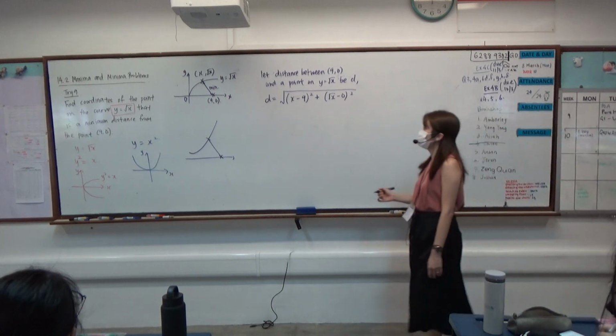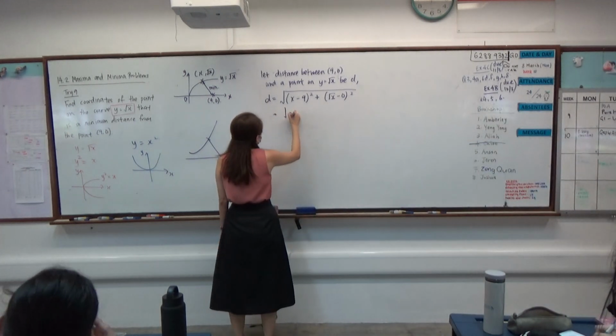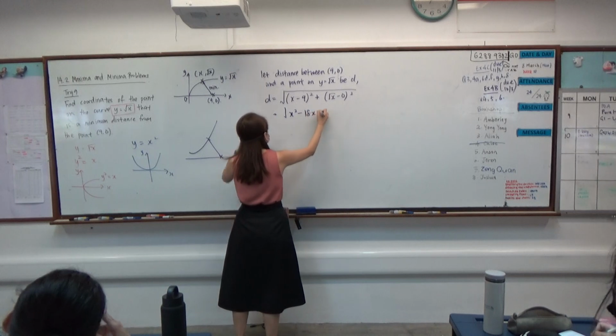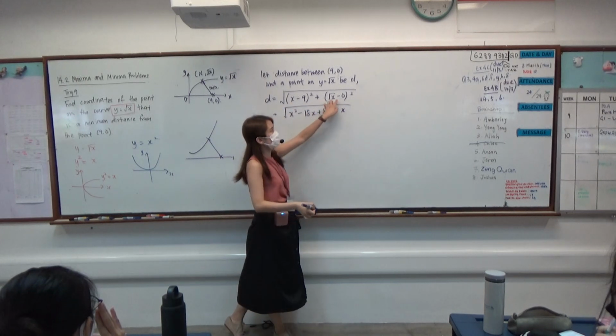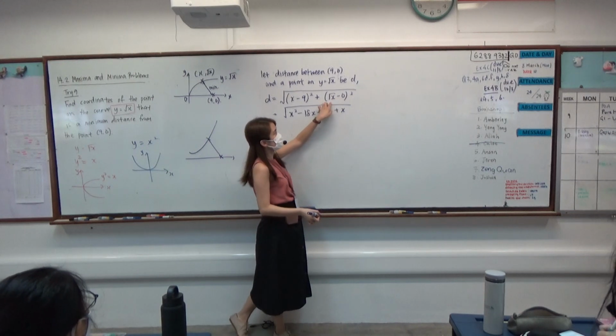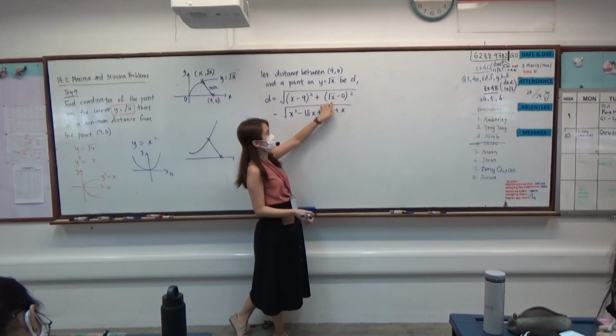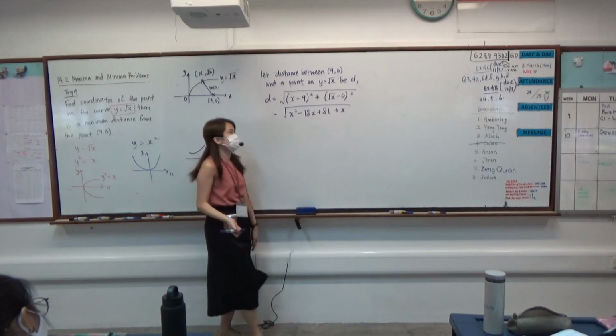Then we can simplify it. This is square root x minus 0, bracket squared. So it actually simplifies to square root x. You square it, you will get x, yeah?